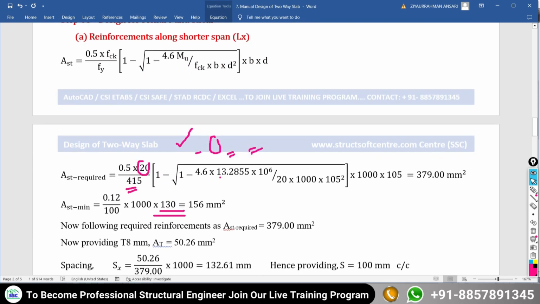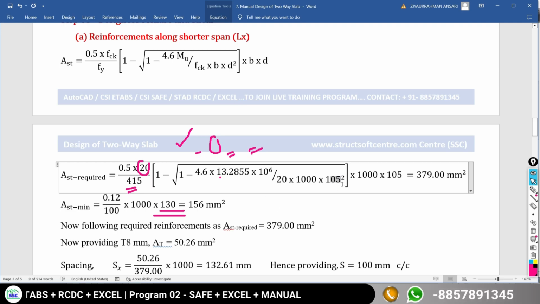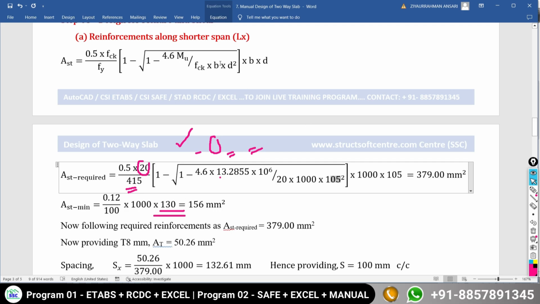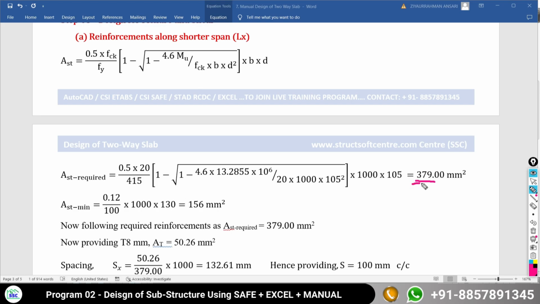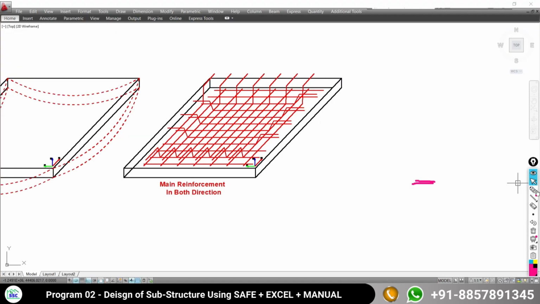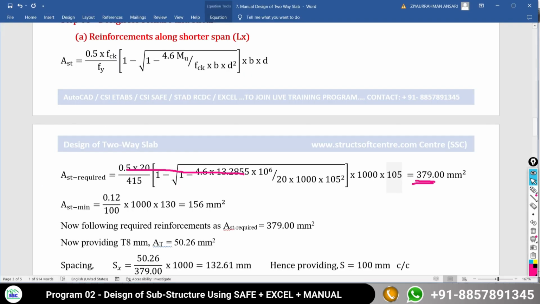13.2855 into 10 raised to 6, divided by FCK B, effective depth available as 105 square, multiplied by B 1000 multiplied by effective depth as 105. After doing this calculation, we are getting the value of 379 mm square. This much area of reinforcement is required along this shorter span. We have to provide this much area of reinforcement.